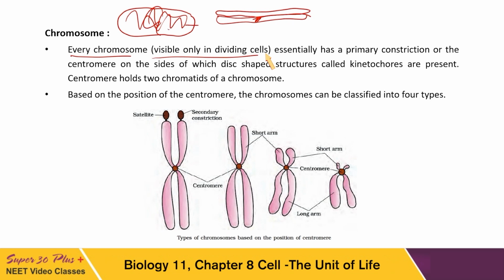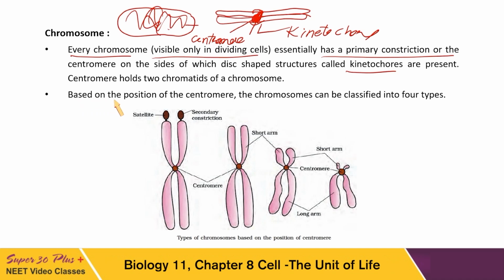This is the interphase stage. Essentially it has a primary constriction or centromere. This is the primary constriction, the centromere. This one is the centromere, on the side of which there is a disc-shaped structure here. That disc-shaped structure is known as kinetochore. And this central structure is known as centromere. What is this? Yes, it is called centromere.